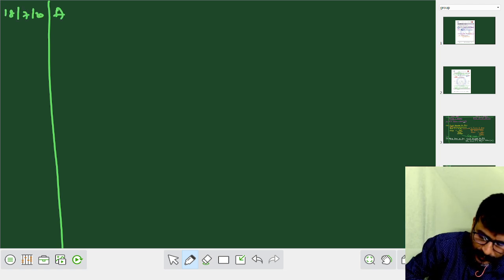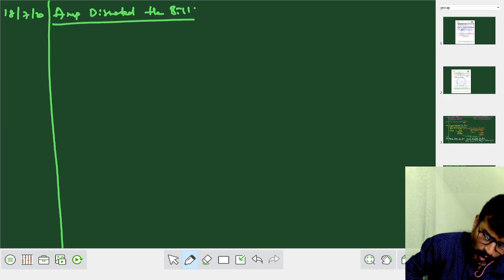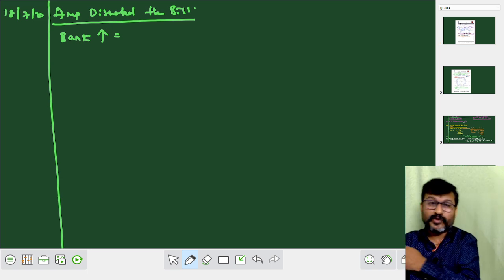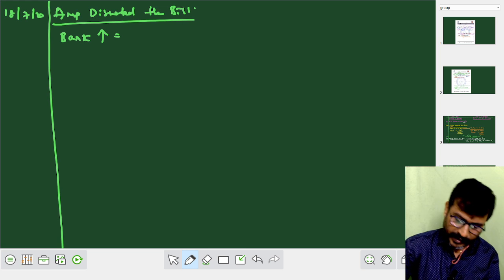Who discounted? Anup discounted the bill. Obviously, we can say that whoever discounted the bill, the bank balance will increase. My dear students, listen with carefulness. Discounted for how much? 17,100 rupees.